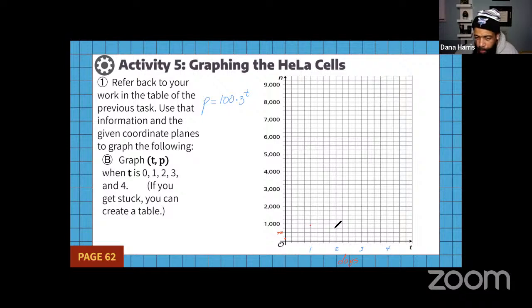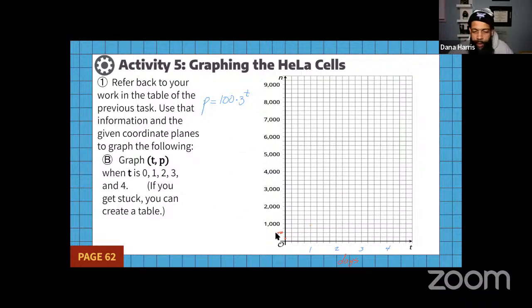And then if that 100 triples, 100 times 3 is 900. So it's going to be up there. And 900 times 3 is 2,700. So it's going to be about right here. And then 27 times 3 is going to be about 50. Wait, hold up. Let me make sure my math is right. Okay, so we started out at 100. Oh, I skipped one. I'm sorry, y'all. I knew something was looking weird.